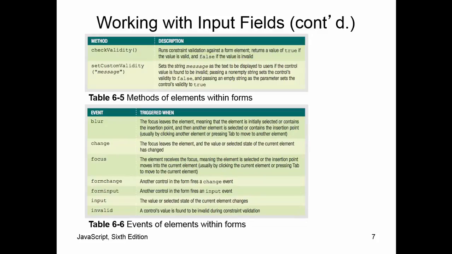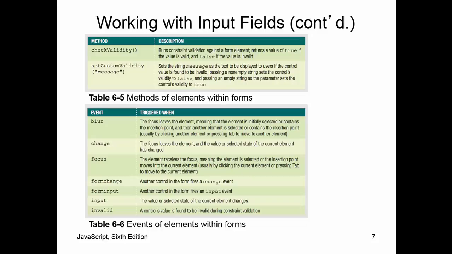Some other methods that can be used here. checkValidity. This is the top of page 366 in the book, which runs constraint validation against a form and returns true if the value is valid and false if the value is invalid. And setCustomValidity, which sets that message that you see there, whatever kind of message that you want to have set, as the text to display to users if the control value is found to be invalid.